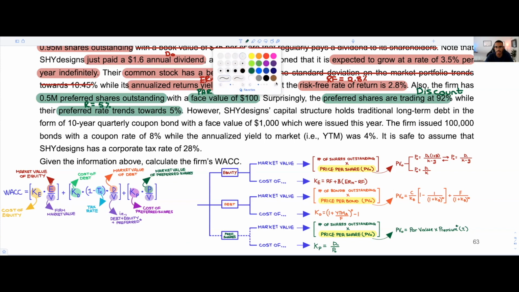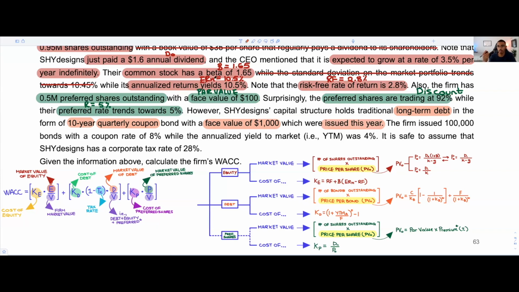Let's get it. Let's go into this. So in this case, we know that there's also some long-term debt, okay, in the form of a 10-year quarterly coupon bond with a face value of $1,000, and they were issued this year. So there's a lot of stuff, okay? Well, let's kind of make sense of this.